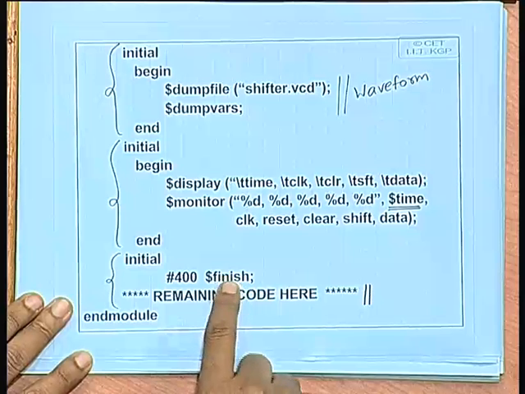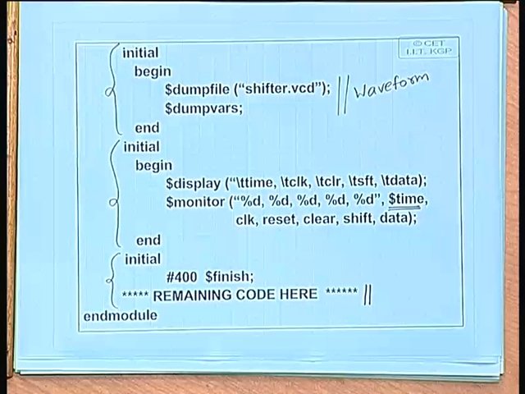The always block is executed again and again. What happens to these other blocks? They are executed only once. For example, this #400 $finish will make an entry to the simulator event queue, that at time 400 there is an event that we have to process.